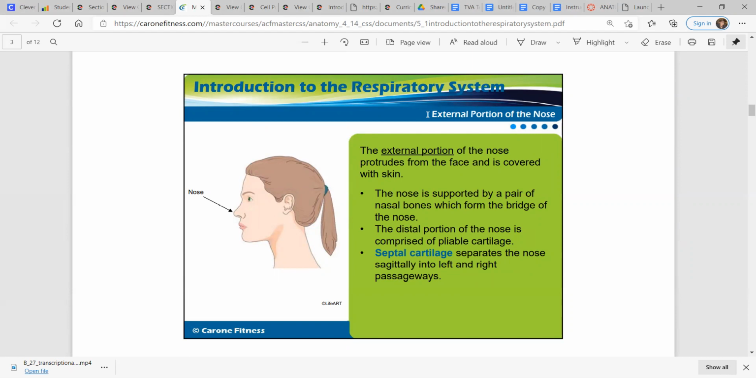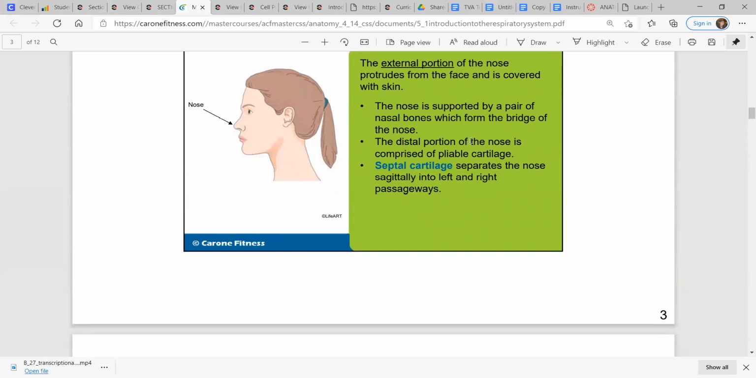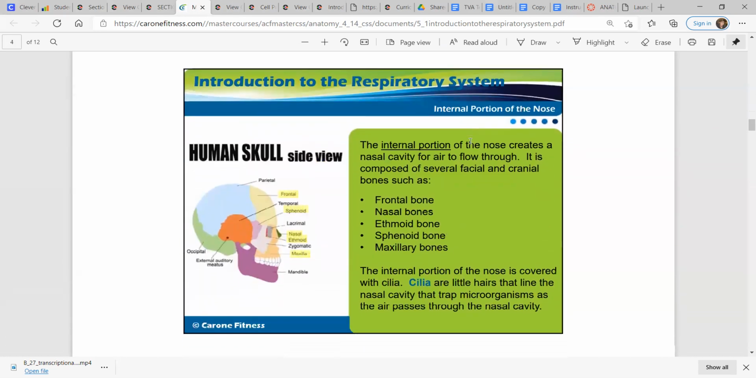And the nose is supported by a pair of nasal bones, which form the bridge of the nose. The distal portion of the nose is comprised of pliable cartilage. So if you feel the tip of your nose, it's very squishy. That's all cartilage. Septal cartilage separates the nose sagittally into left and right passageways. So that, yeah, it's a very interesting thing the nose is.